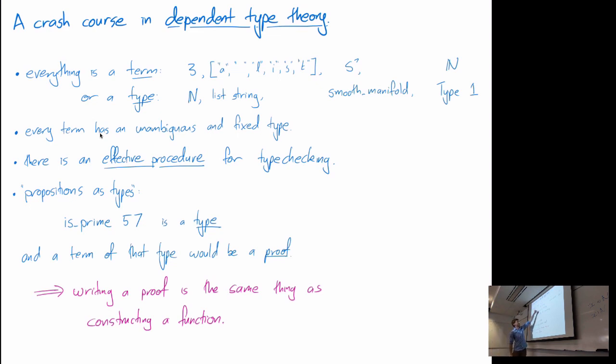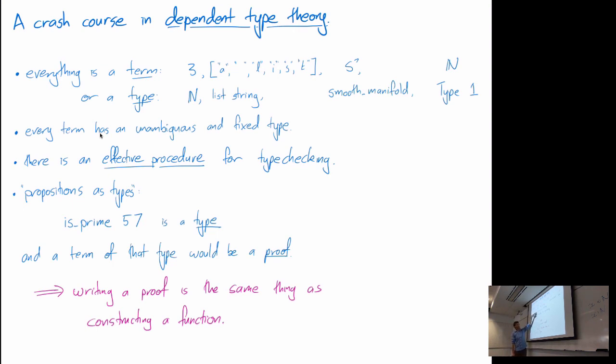Here are some examples of terms. The number 3. This is meant to be a list of strings. Each element of the list is itself either a character or a string or something. S7, the manifold, or the natural numbers. Those are all examples of terms. They're just the objects that we're talking about as we do mathematics.